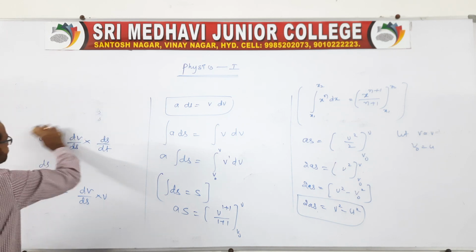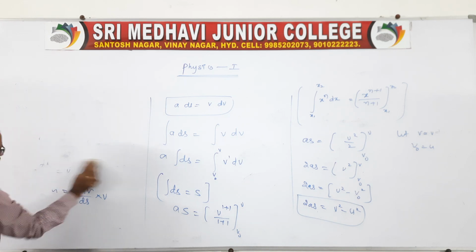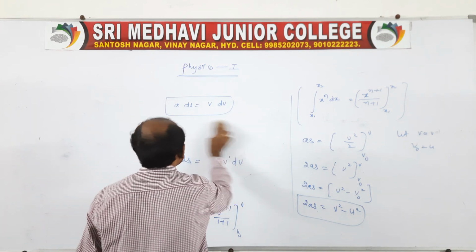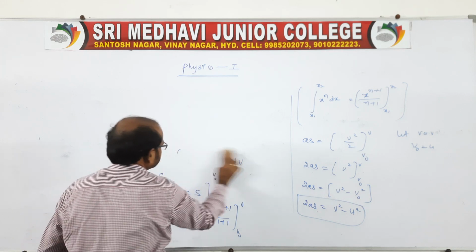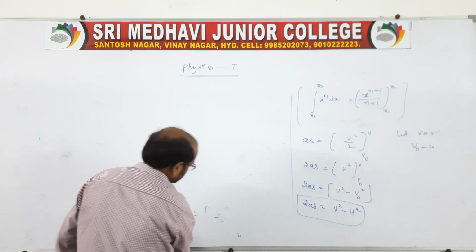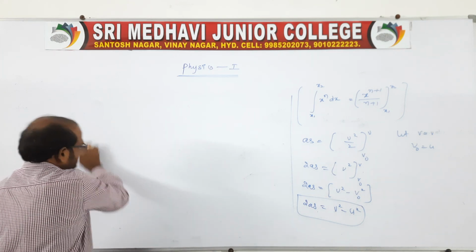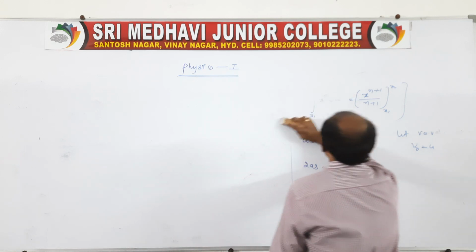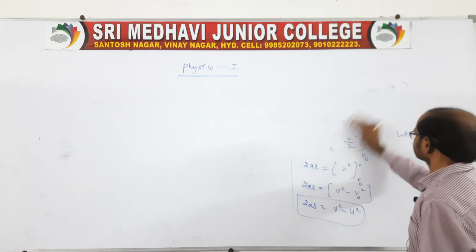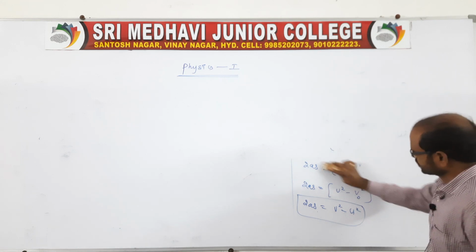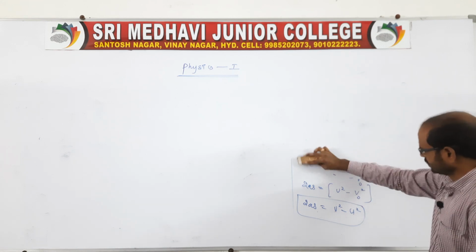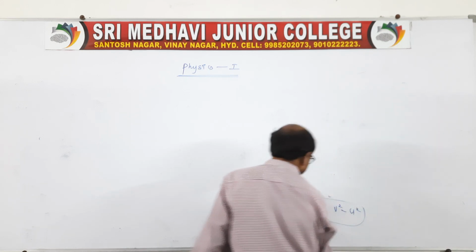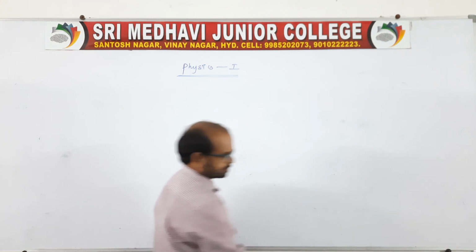Now, let us see. Now we know the equations of motion. There are 4 equations of motion. First one, v is equal to u plus at. Second one, s is equal to ut plus half at square. Third one, v square minus u square is equal to 2as. This is the related expression. Okay, so these 3 equations are over.